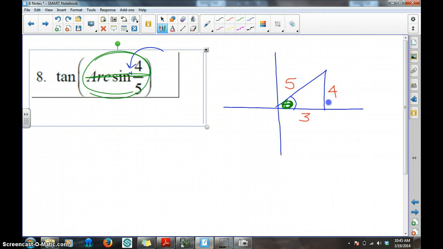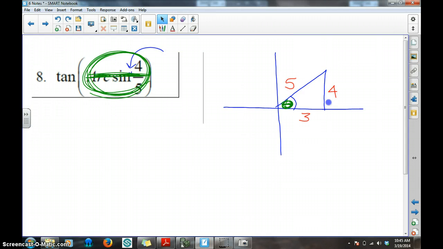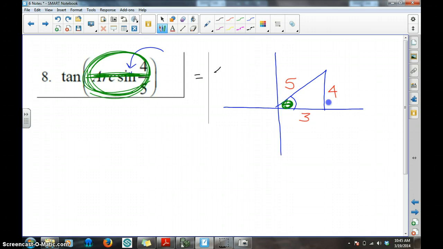So essentially you used the arcsine just to get a picture. But now you're done with the arcsine, and this question is saying, please take the tangent of that angle. Use SOHCAHTOA trig and tell me that the tangent of that angle would be 4/3. Does everybody see where I got that from?